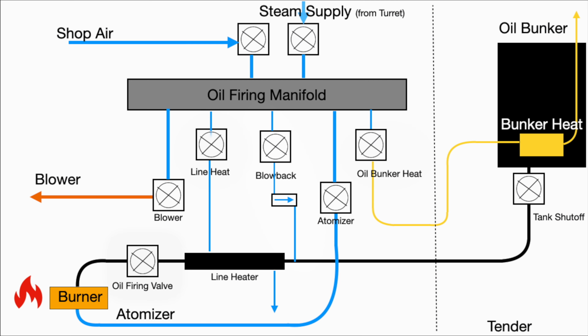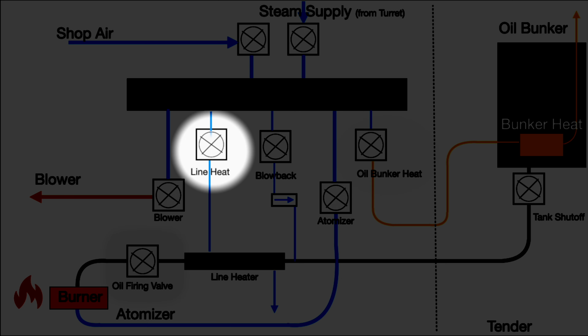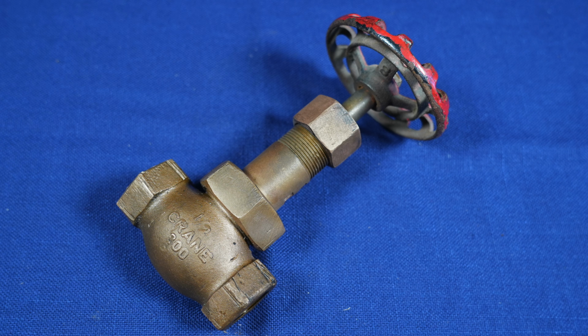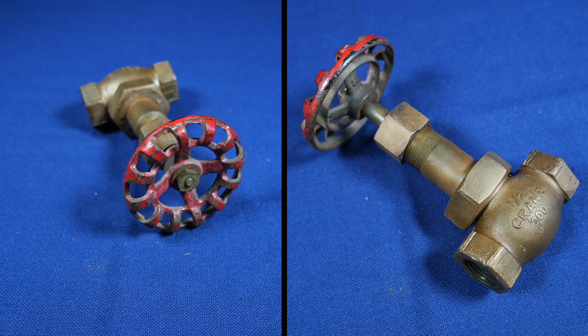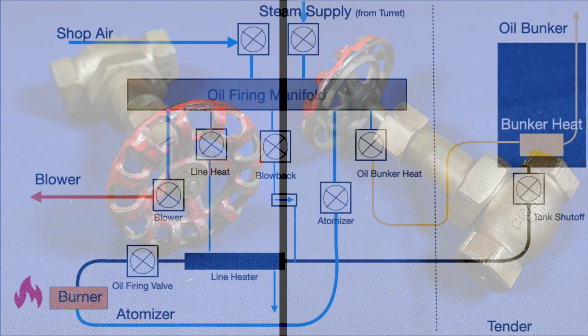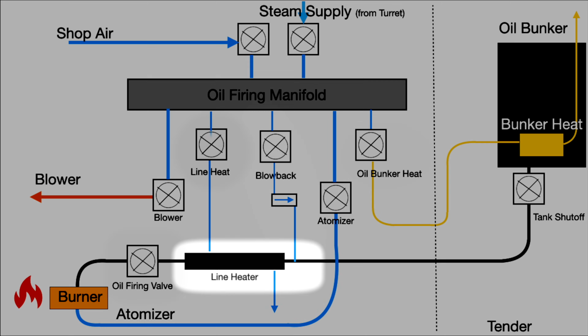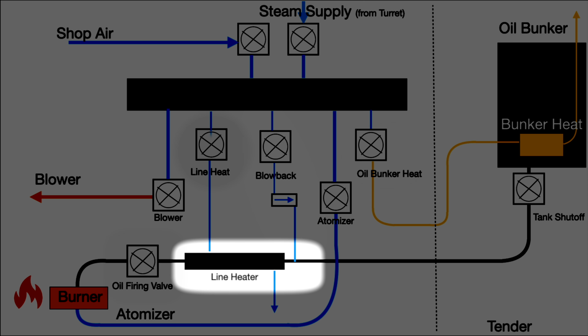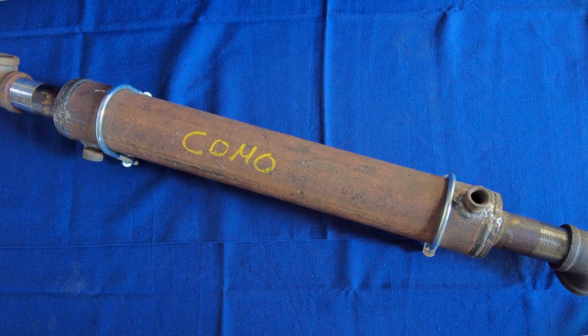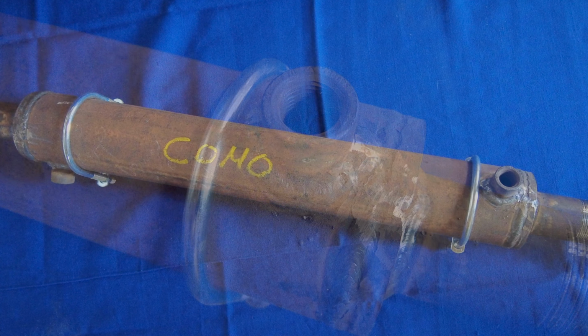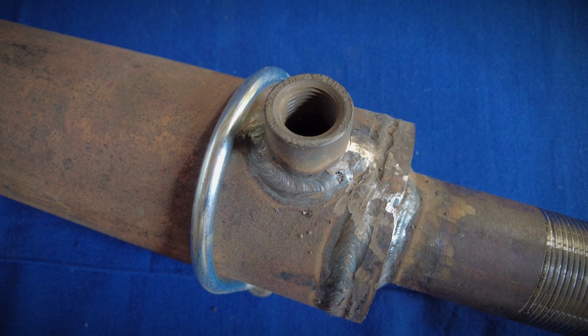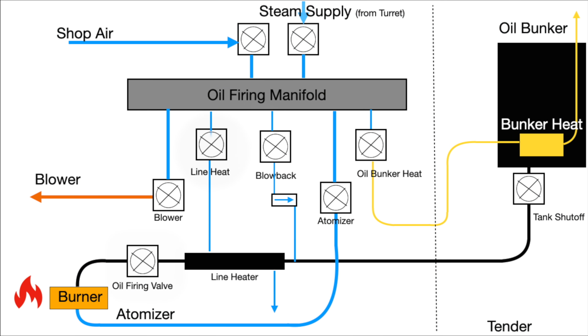The next function we'll discuss is the line heat. That also comes from the oil firing manifold through a controllable valve, and it's simply a steam passageway around the line heater, which is the tube that the oil flows through, which has a jacket that steam circulates around to heat the oil before it goes to the oil firing valve and then the burner.